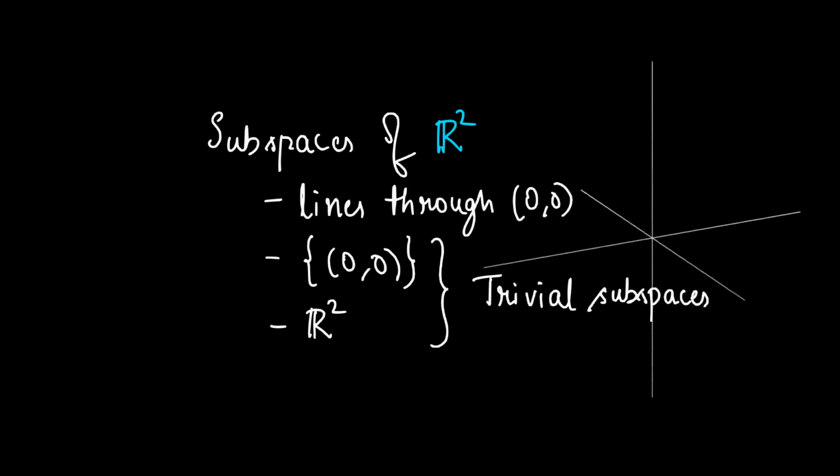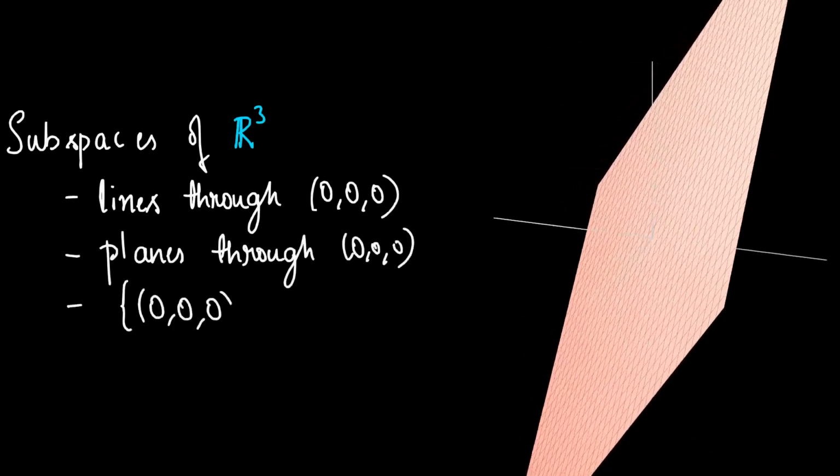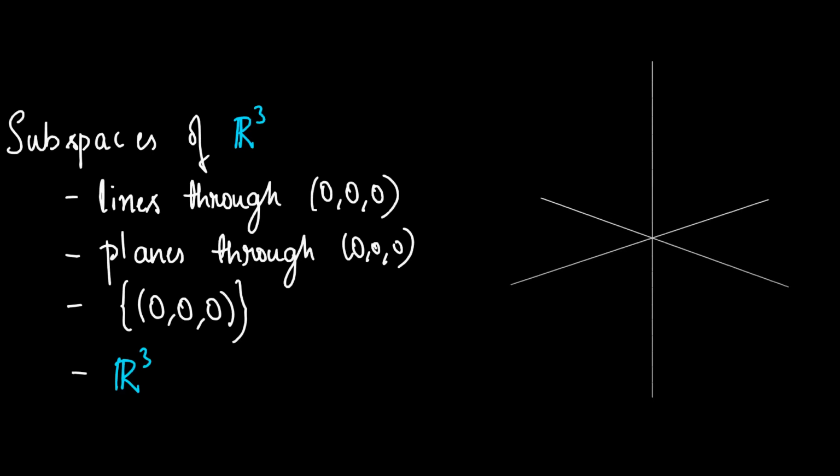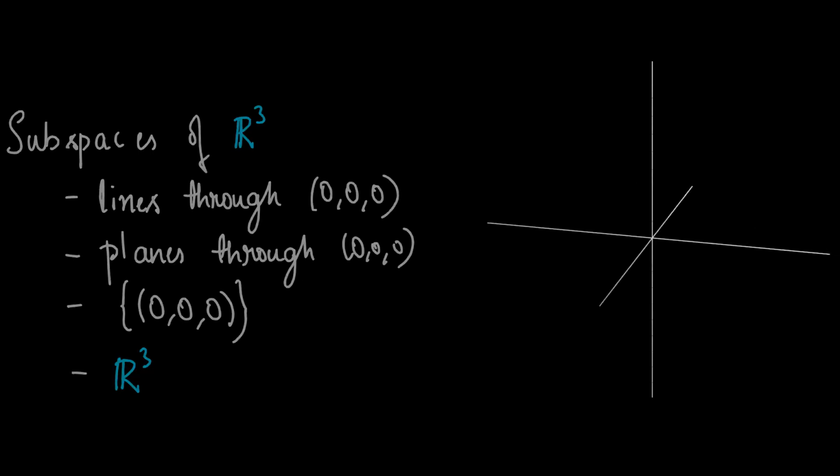Now let us look at all the subspaces of R3. All the lines through origin are subspaces of R3. All the planes through origin are subspaces of R3. Then we have the trivial cases of R3 itself and the set containing only the additive identity. Now consider this set of points. It is not a subspace of R3 because it does not contain the additive identity itself.